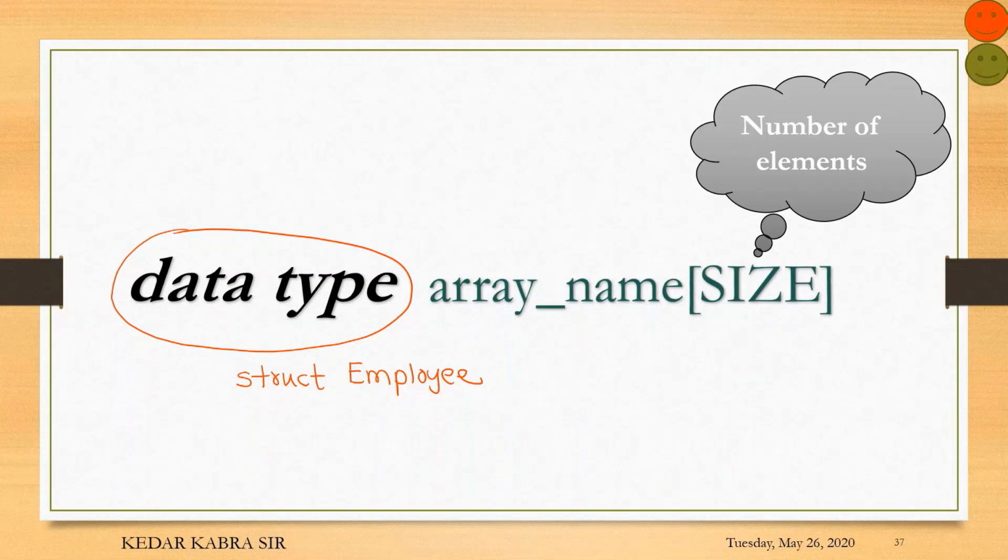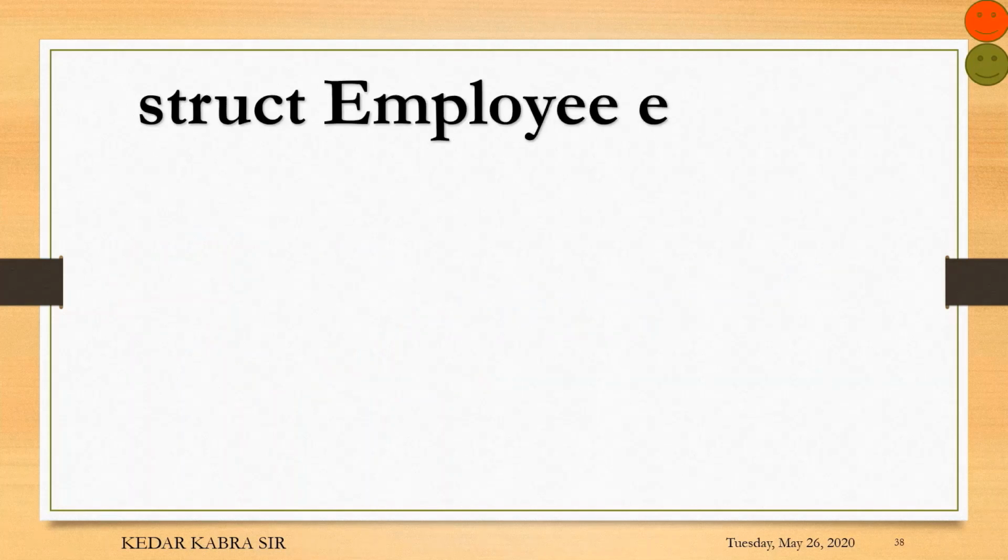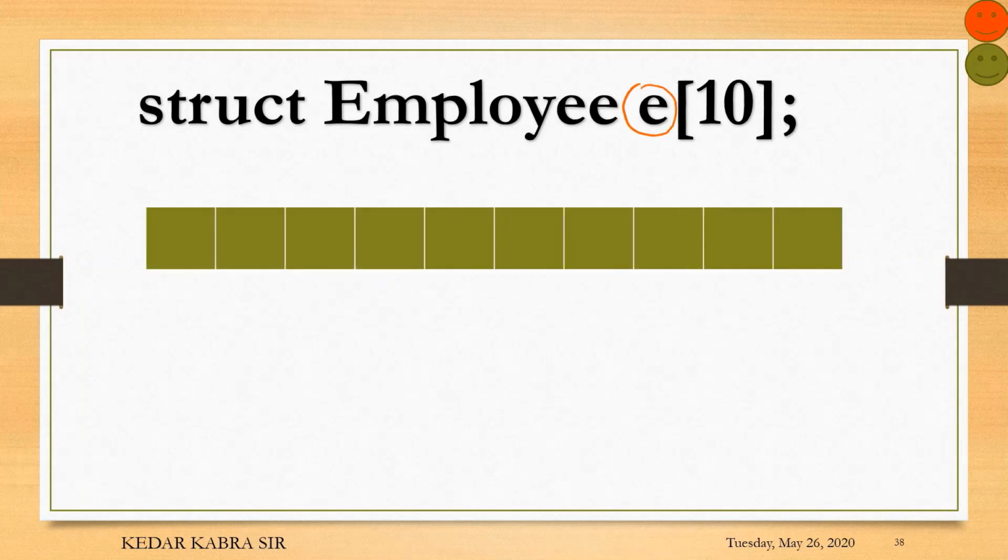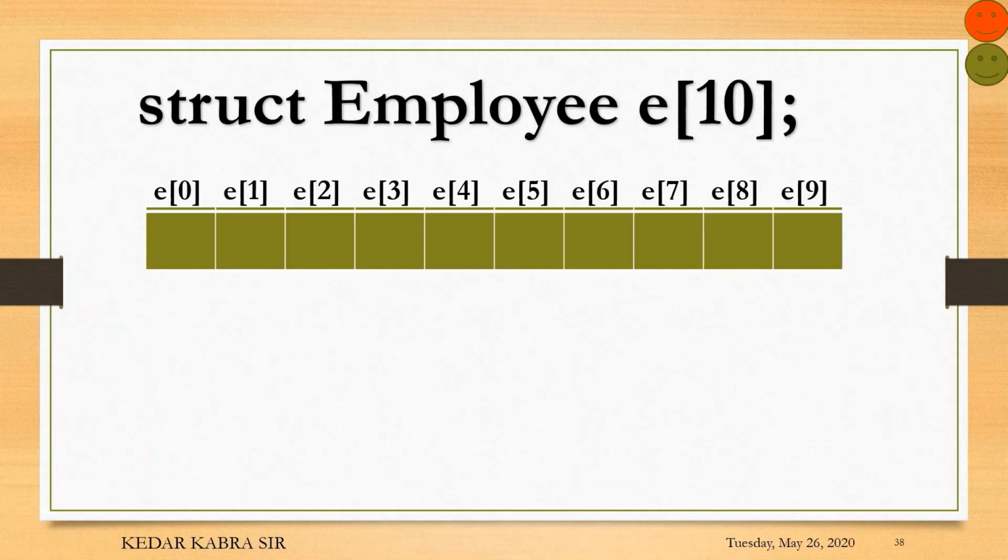Here we can declare array of 10 employees like this: struct employee e of 10. It can be seen in memory like this. Here e is not a structure variable, it is array of 10 structure variables. Individual structure variable can be referred by using subscripted notation such as e of 0, e of 1, e of 2, e of 3, and so on.